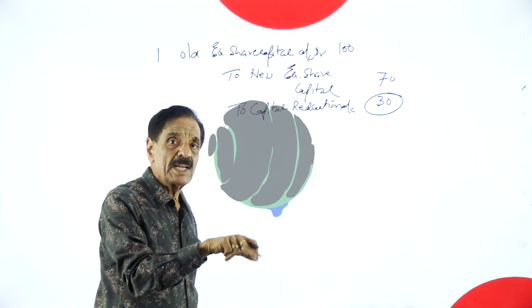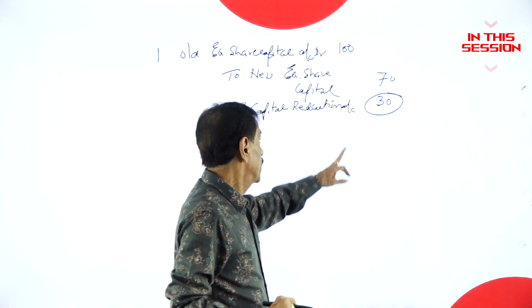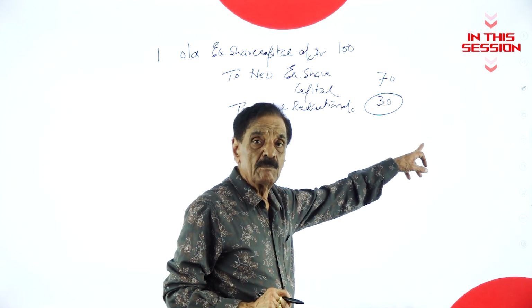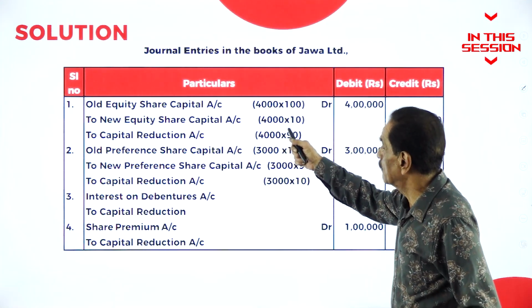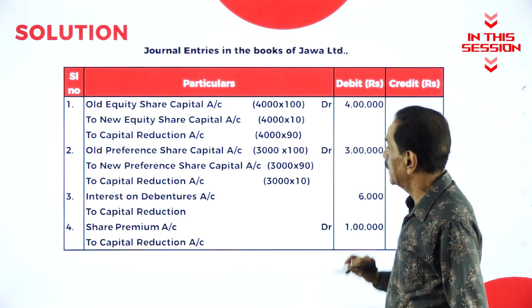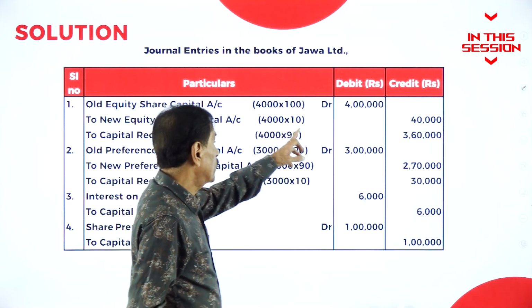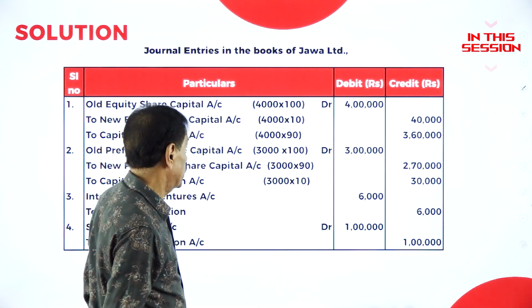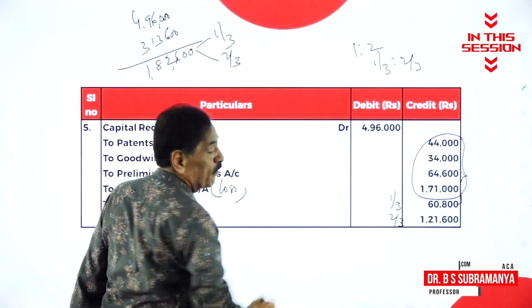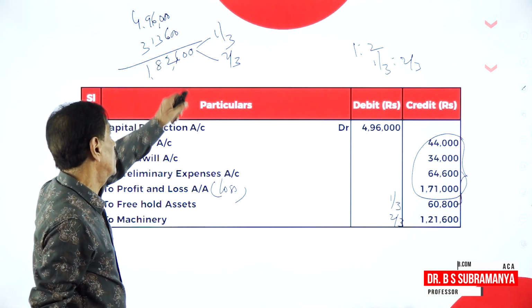Old equity share capital account debit to new equity share capital 70 rupees, to capital reduction, how much can you realize? 30. Old equity share capital account debit 4,000 into 100, 4 lakh, to new equity share capital 4,000 into 10, 40,000. Your total amount available is 4,96,000. How much utilized? 3,13,600.